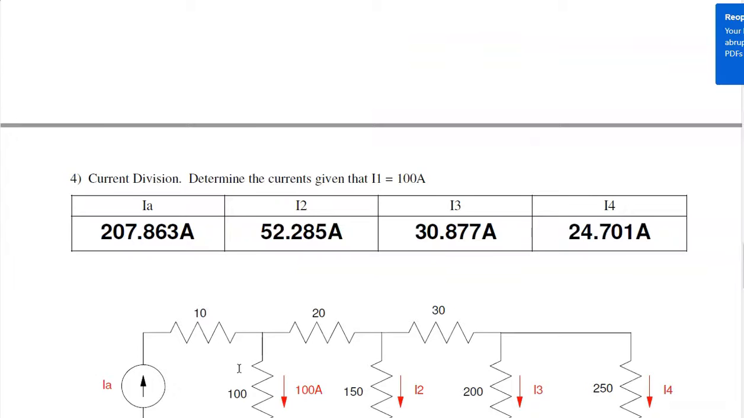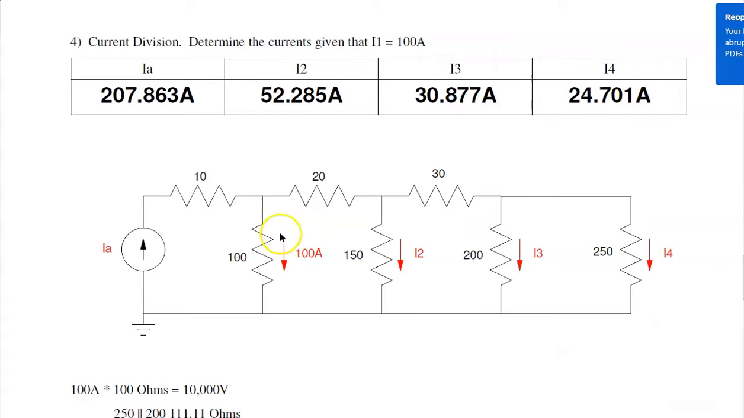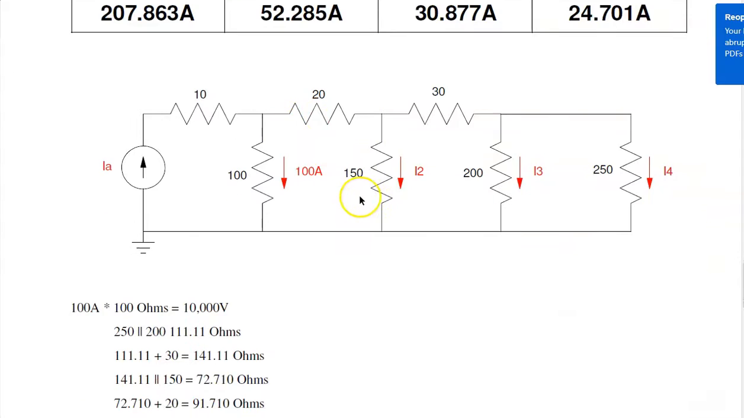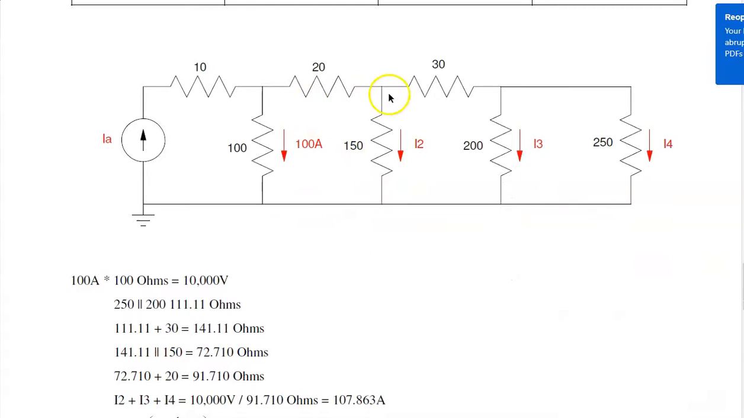Problem number 4 is current division. If this is 100 amps, I know 100 amps times 100 ohms is 10,000 volts. I can compress all these resistors together and find out the current through that 20 ohm is 107 amps. So 100 plus 107 must be IA. IA must be 207 amps.